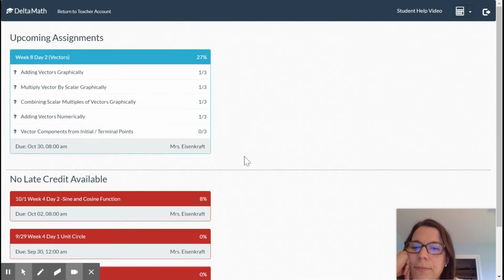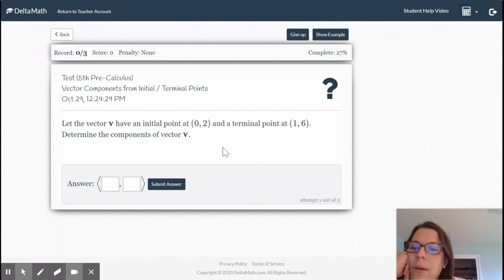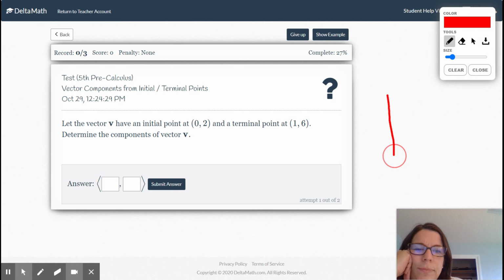All right. Last one. Let the vector v have an initial point at 0, 2 and a terminal point at 1, 6. Basically, let me go ahead and sketch this. 0, 2, and then it has the point 1, 6. We're asking how far did it go from this point to this point, and we're not starting at the origin.